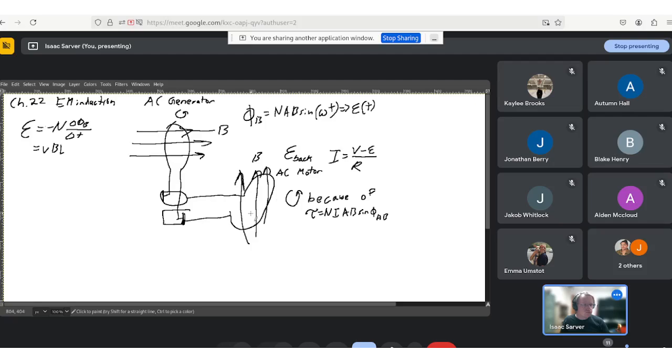Yeah. Anyways, questions about back EMF? It's not a huge topic, but it's a thing. It's like, oh yeah, that's a thing. It's in the book. I might as well talk about it a little bit.